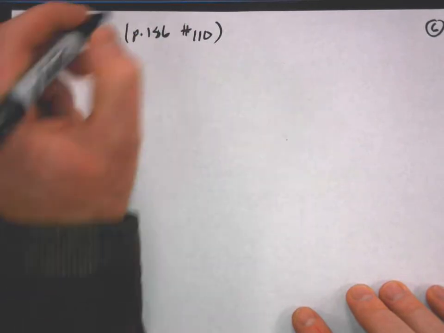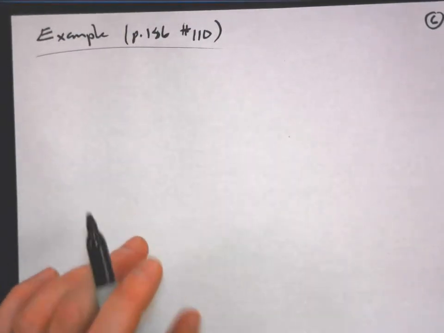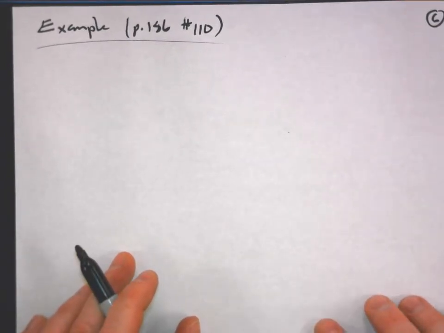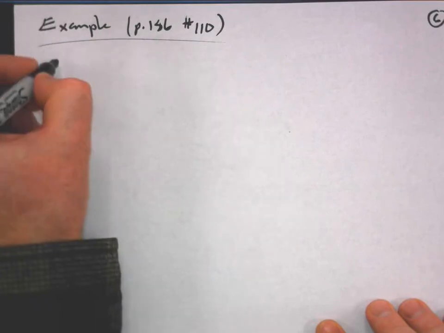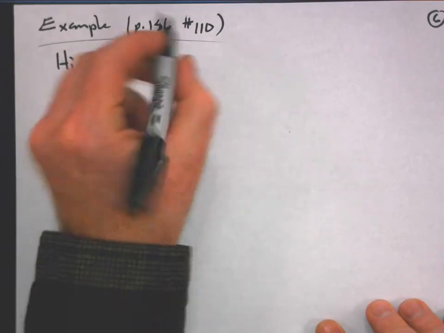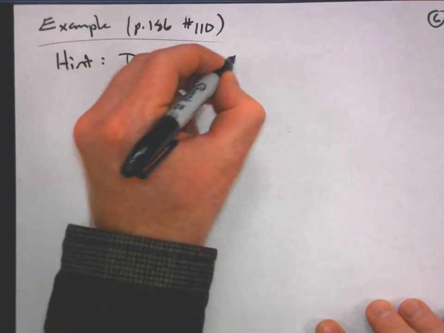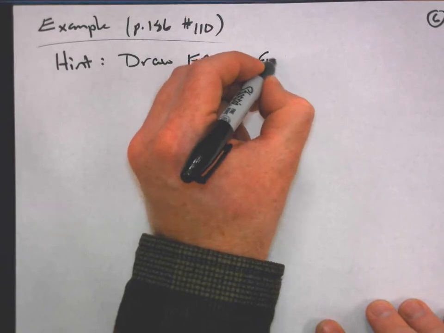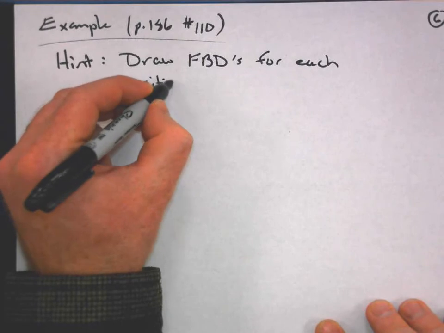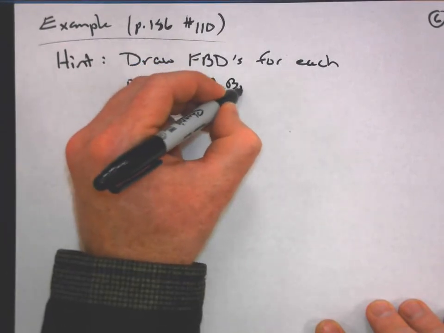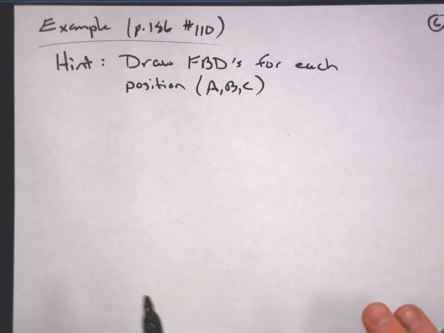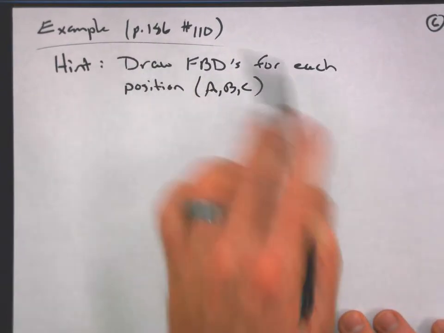Question 110. All right. I want you to take a look at this question. And it's a good one. I don't think it's super difficult. Not really. And I just want to give you a hint. A hint for this question. I want you to draw free body diagrams for each position. There are positions A, B, and C that are illustrated in the question. You'll see what's going on. As soon as you read the question, this is going to make total sense to you.